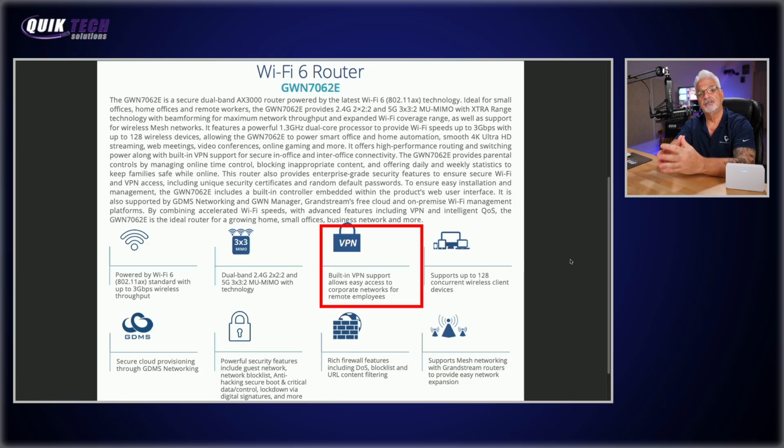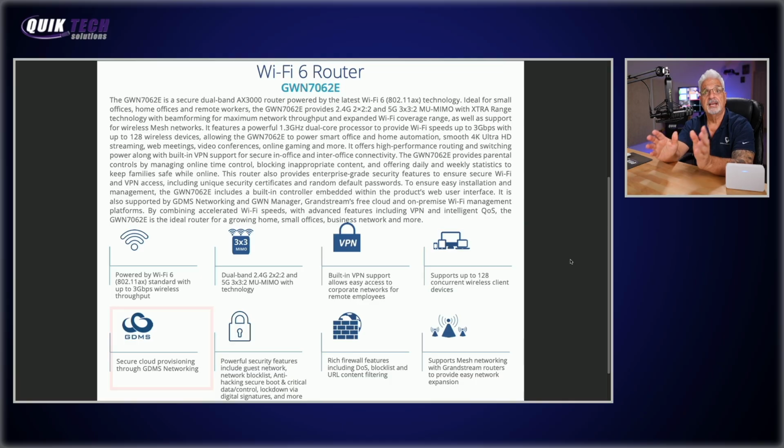It does have built-in VPN support, including WireGuard, and supports up to 128 concurrent wireless clients. It does have secure cloud provisioning through GDMS. However, it can also be managed by the GWN on-premise manager. The built-in controller only supports itself.